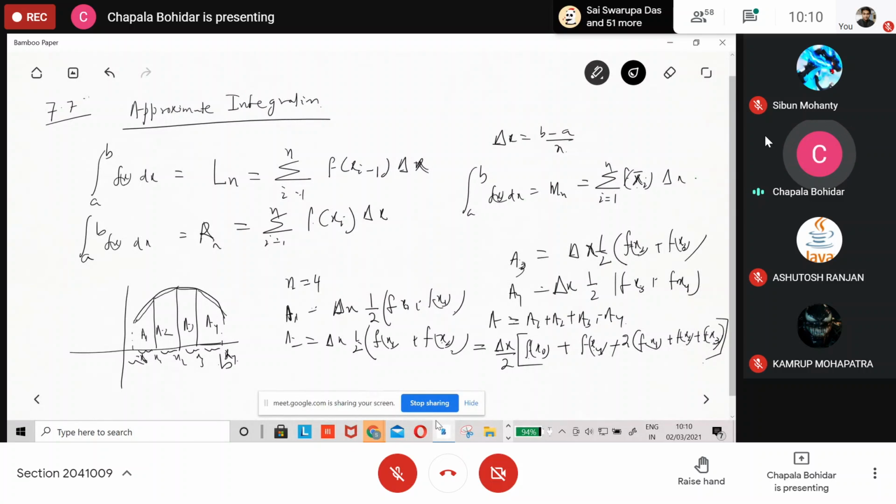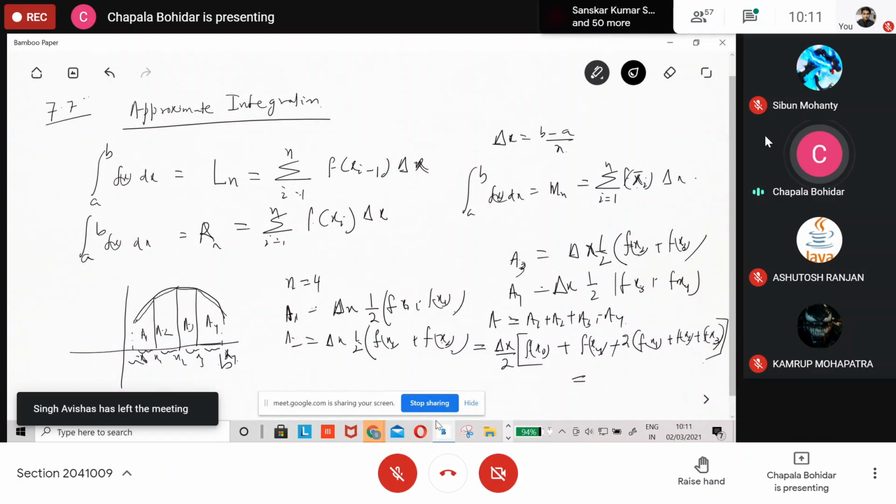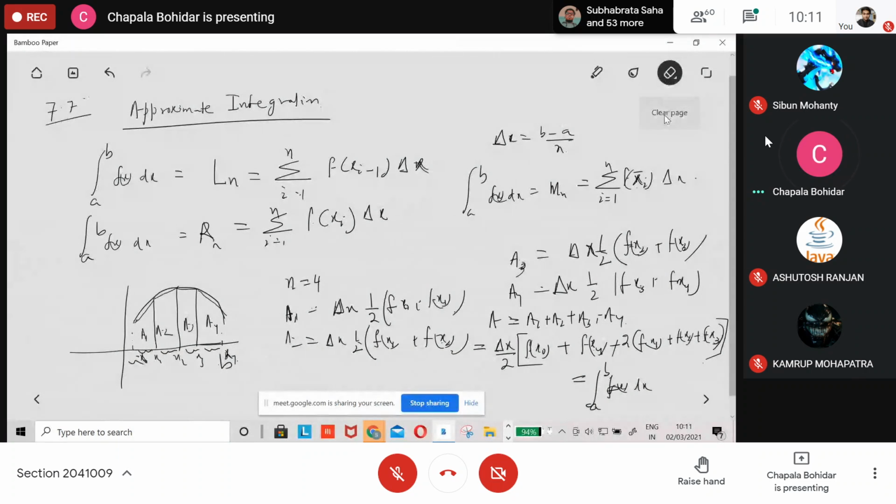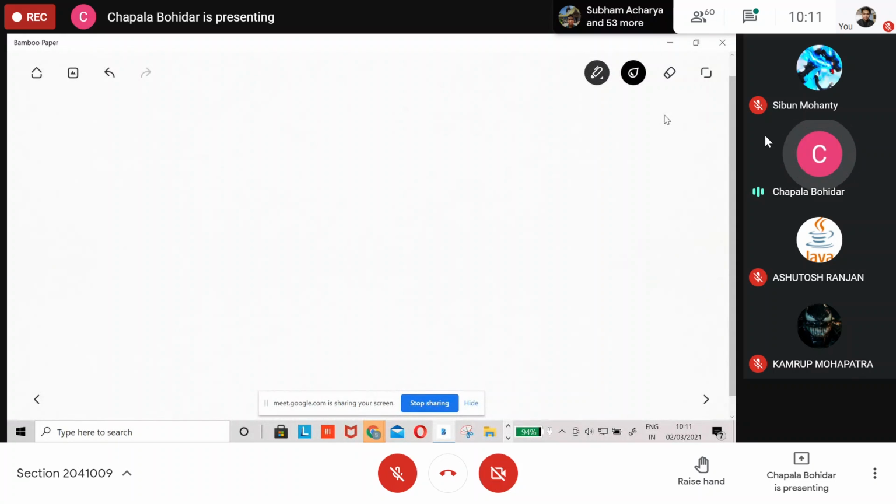So this is our formula for the area of the curve from a to b, integral of f(x) dx. So the general formula here, the trapezoidal rule, I'm writing here now. By using the trapezoidal rule, the general formula is here. Trapezoidal rule.